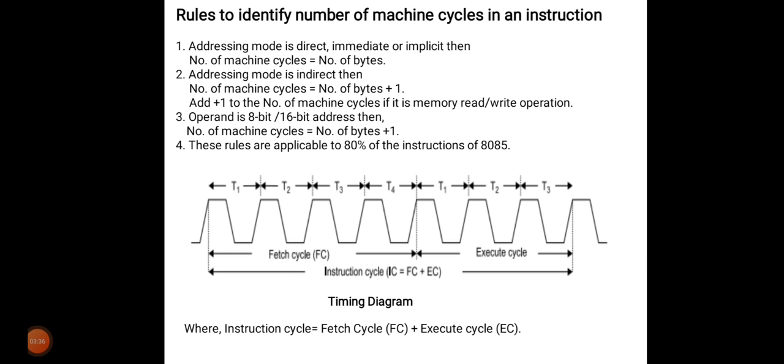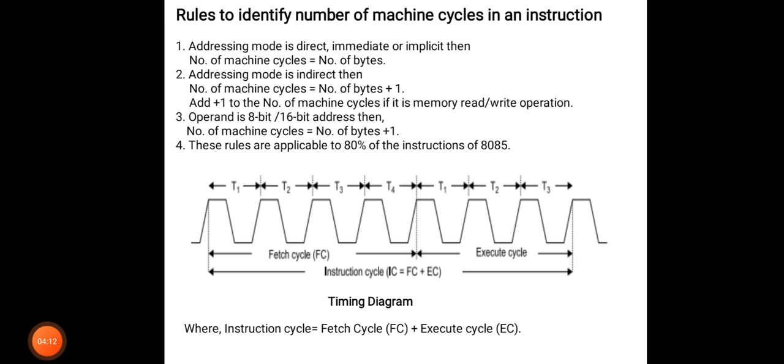Then we will see what are the rules to identify the number of machine cycles in an instruction. While designing a timing diagram for any system or any device, we have to follow some rules. Then what are these rules, we will see. First rule is, if the addressing mode is direct or immediate or implicit, then the number of machine cycles is equal to the number of bytes.